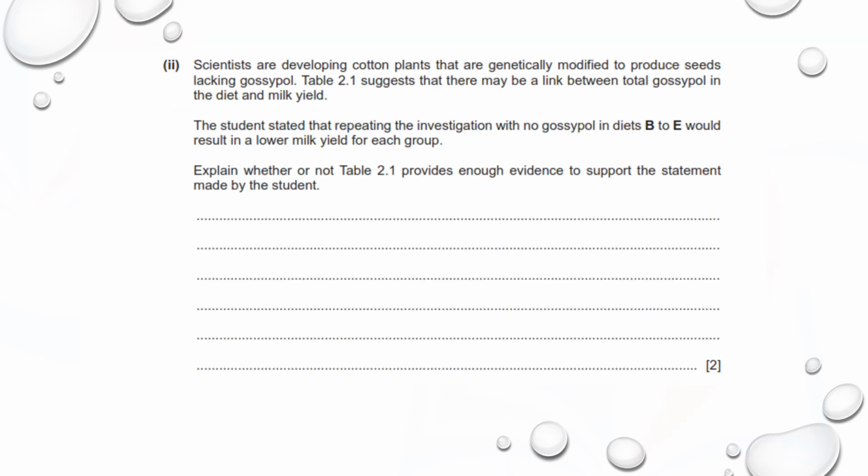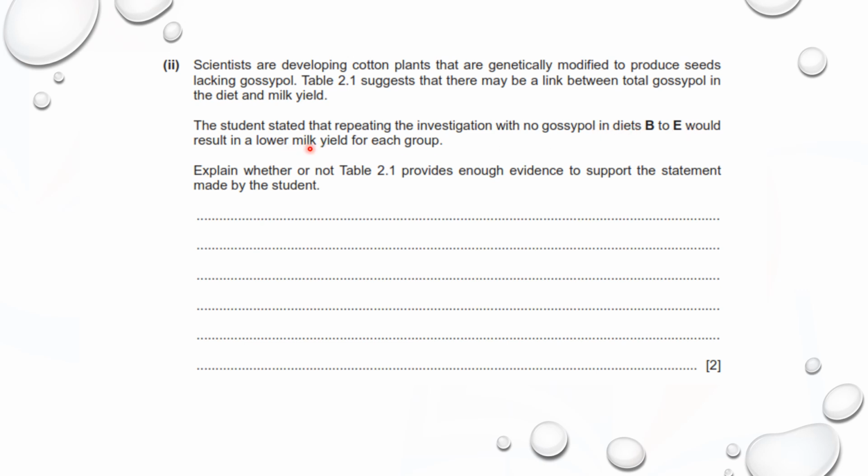Okay. So scientists are developing cotton plants that are genetically modified to produce seeds lacking gossypol. Table 2.1 suggests that there may be a link between total gossypol in the diet and milk yield. So they are connecting gossypol and milk yield. Okay, they're saying there's a correlation. The student stated that repeating the investigation with no gossypol in diet B to E would result in a lower milk yield for each group. This is what the student is saying. Why is the student stating this?